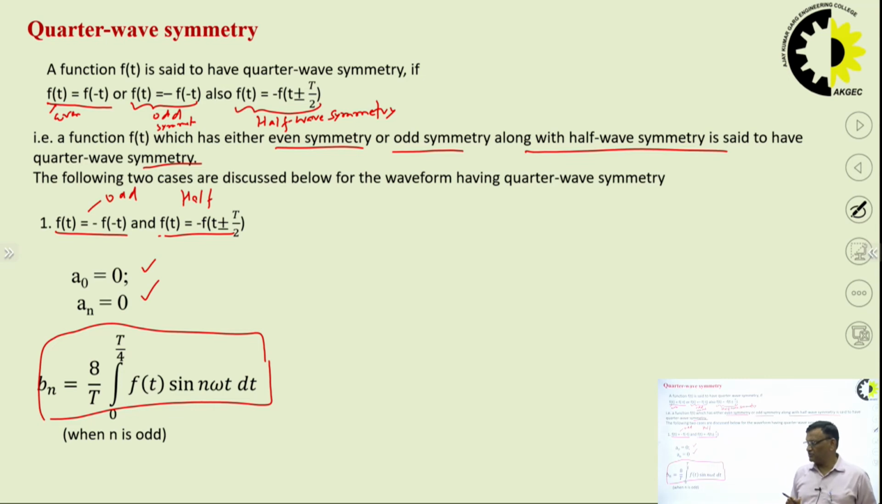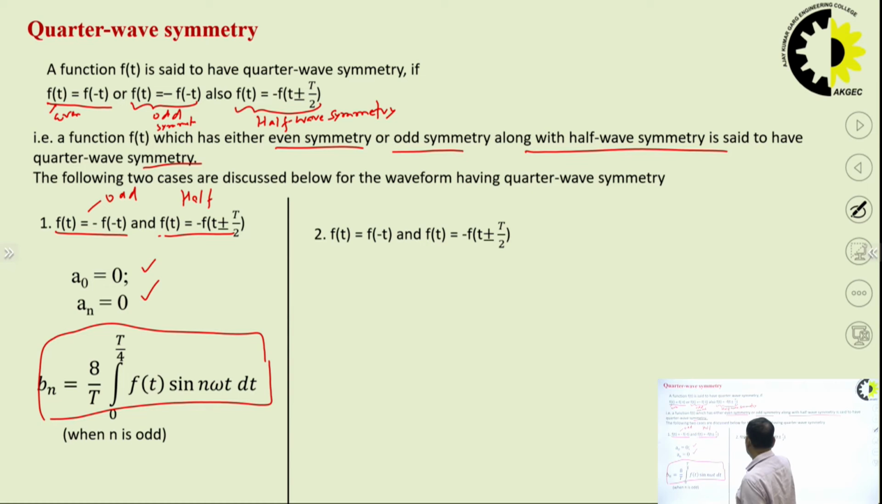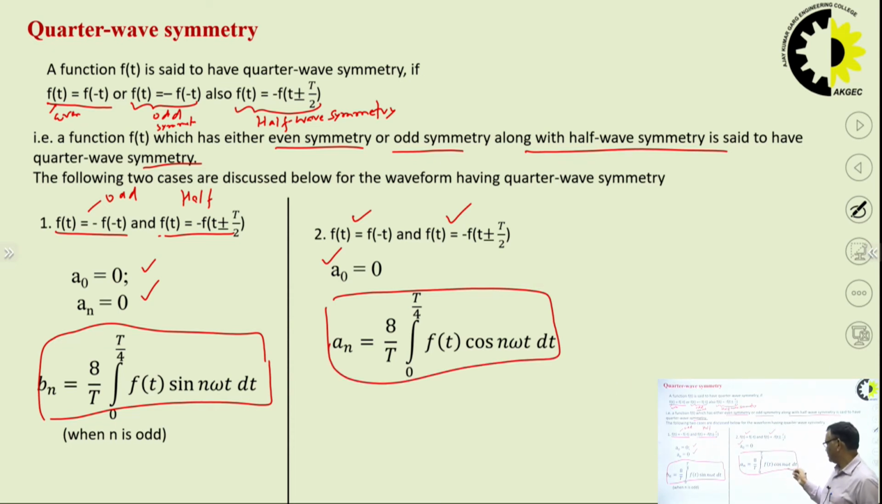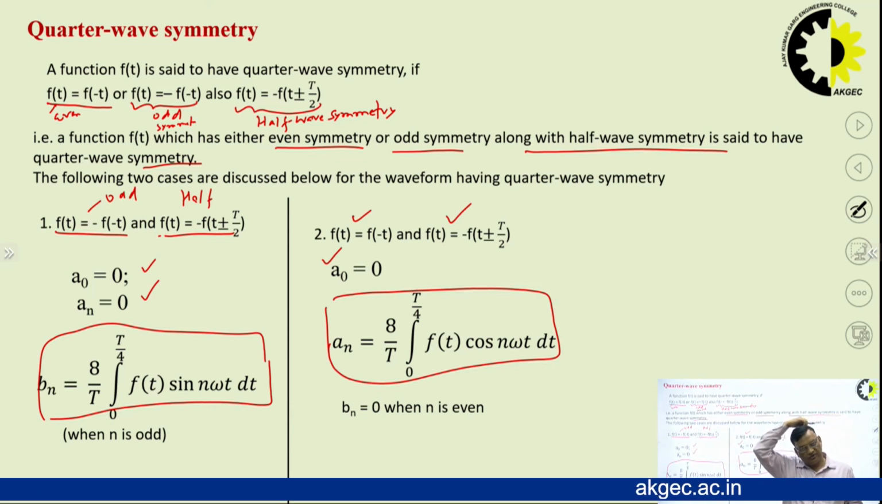Similarly we have the other case. Suppose the function has even symmetry along with half wave symmetry. It also combines both the properties. So what we get: A0 is 0, An is 8 by T, integral from 0 to T by 4 of f(t) cos(n omega t), and Bn is 0. These are the properties of quarter wave symmetry.